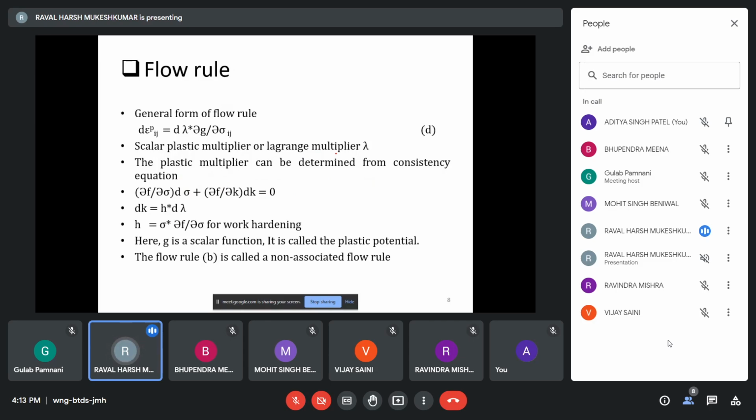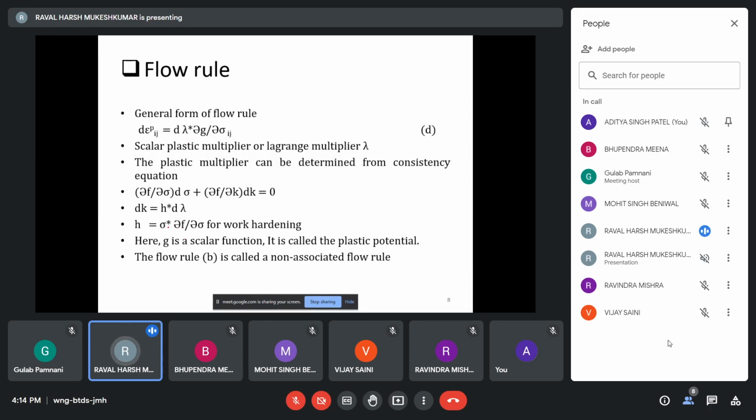Now, sir, coming to flow rule. The general form of flow rule is d epsilon p is equal to d lambda into del g by del sigma, where d lambda is the Lagrange multiplier, also known as plastic multiplier. Now, this multiplier can be determined from the consistency equation, which we just saw. Now, here dk can be replaced by h into d lambda, where h is the hardening parameter, in case of work hardening.